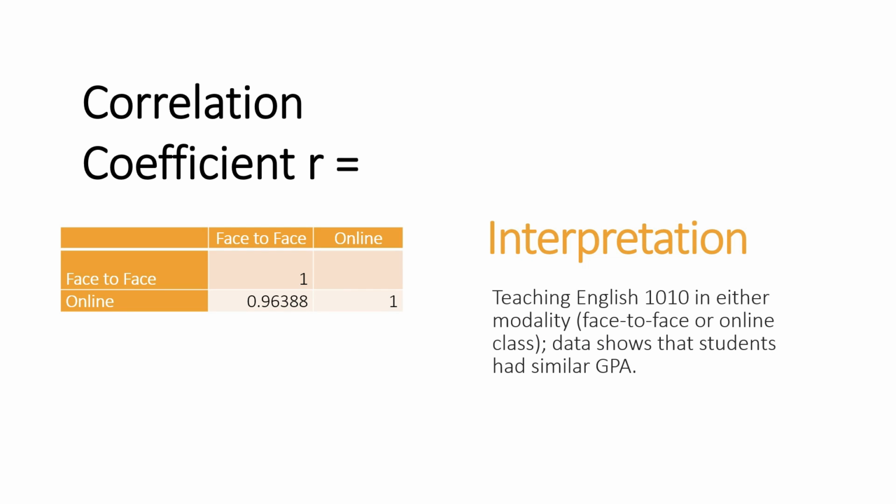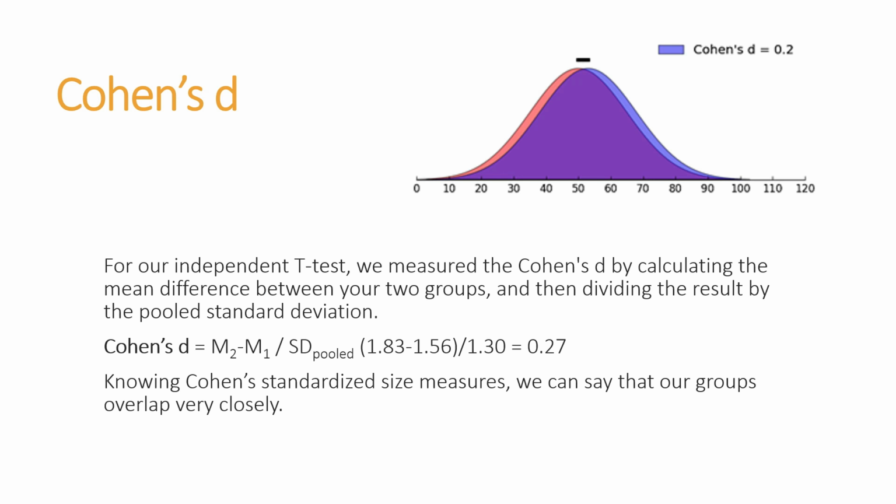So then we go into our correlation coefficient. Teaching English 1010 in either modality, the data shows that students had similar GPAs. They weren't significantly different. And right here you can see in the Cohen's d graph that our two bell curves are very close to one another. They overlap significantly. So since our groups overlap, we can also state there is no significant difference between the two modalities.